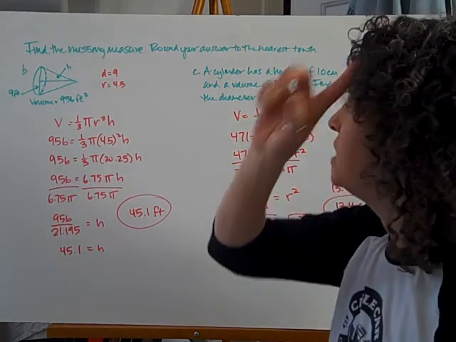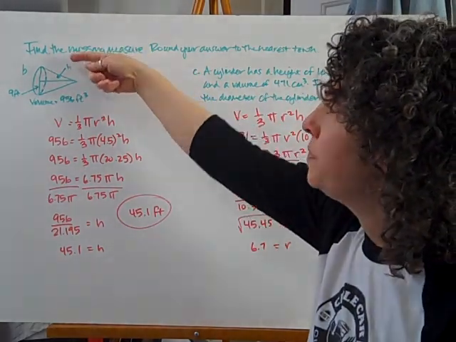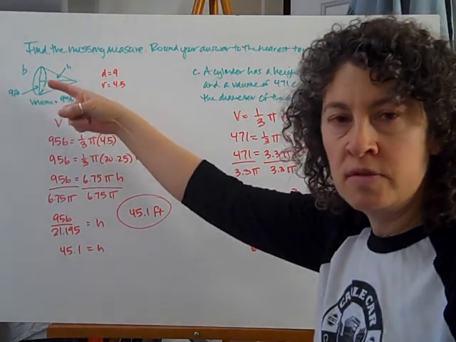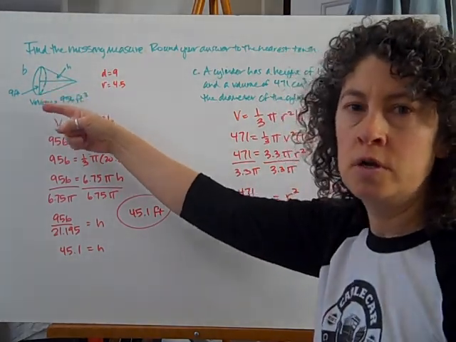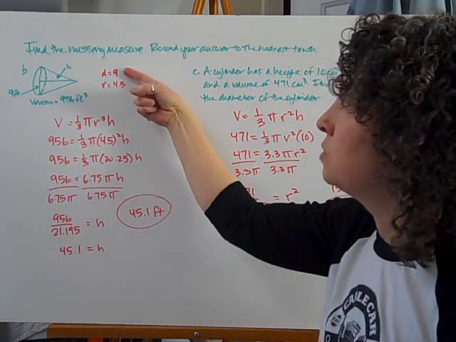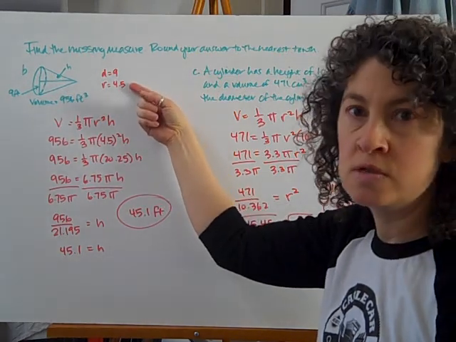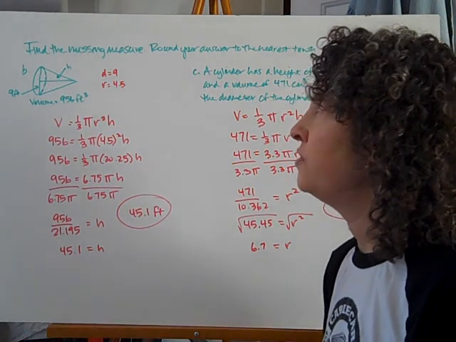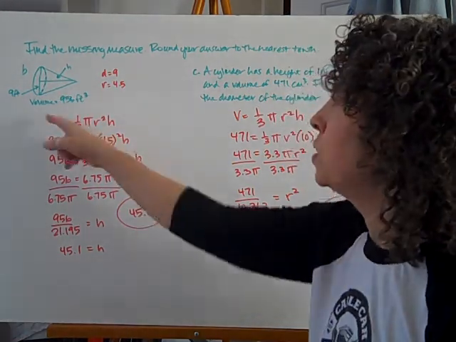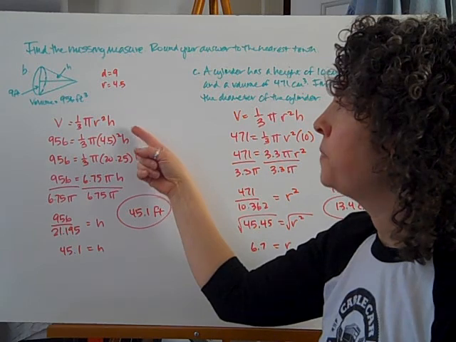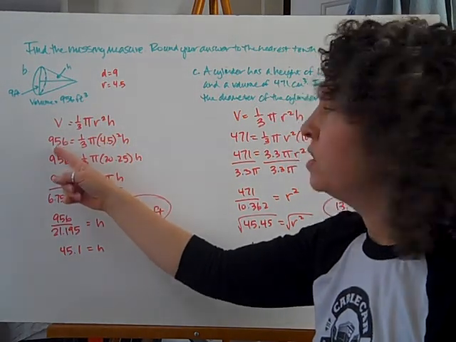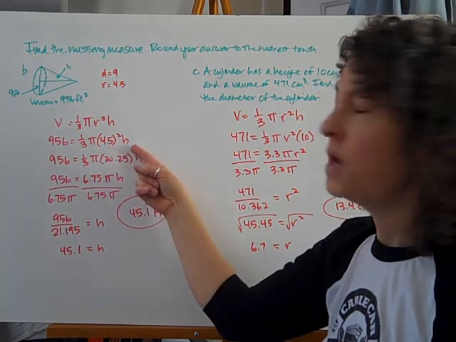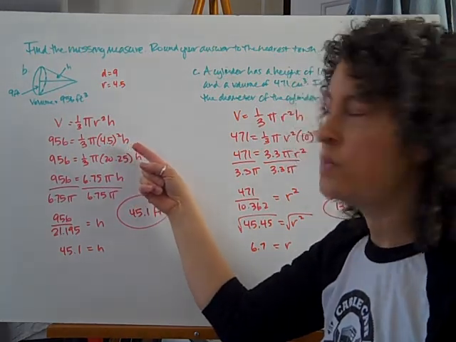So here I have a diagram. It's missing the height. We've got a diameter of 9. Since we're given a diameter, we'll have to convert to the radius. So the diameter is 9, which means the radius is 4.5. And they gave us the volume of 956 feet cubed. So FSSU, here's my formula. I'm going to substitute in my volume where the V is, and my radius as 4.5. I'm looking for the height, so that stays my variable.